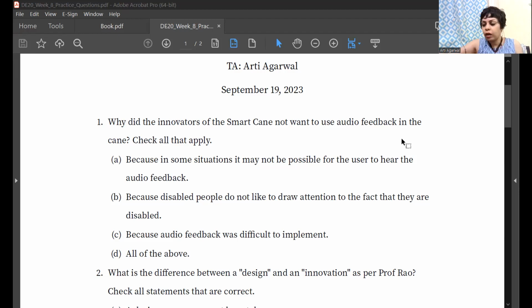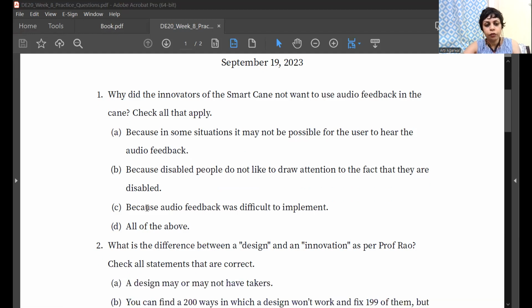Now C is not correct because this was not a constraint. They knew how to implement it. They knew how to implement an audio feedback in the design. So implementation was not the problem. It was more from the user usability and from the user perspective that this was sort of ruled out. So of course, because C is not correct, D cannot be correct because all of the above cannot be correct.